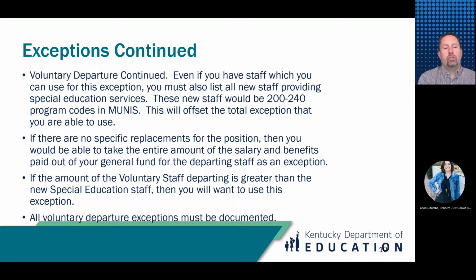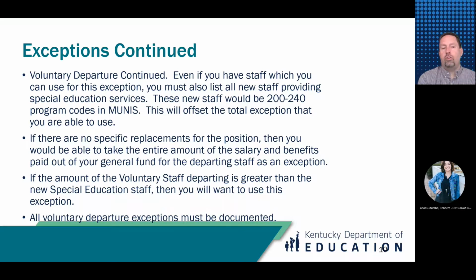Now, something else these will do is if you have these exceptions and you spend less. So let's say overall you spend $50,000 less than you did the previous MOE year, and you're going to be $50,000 short.